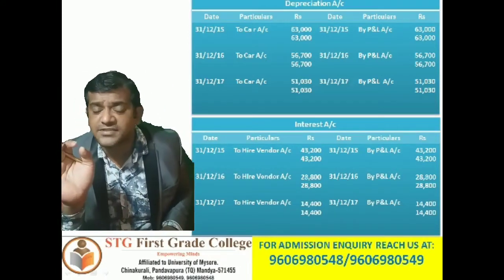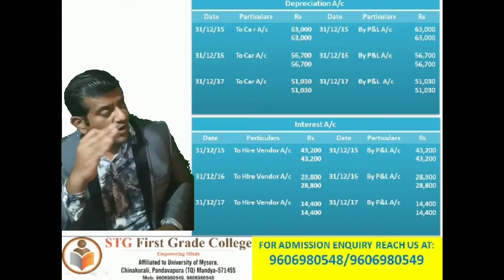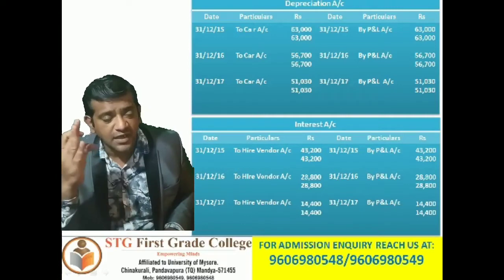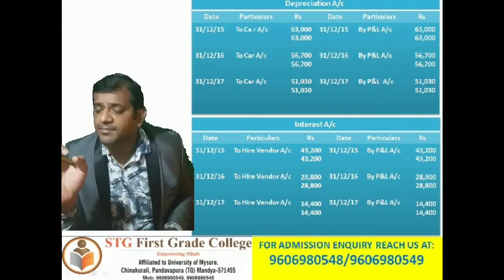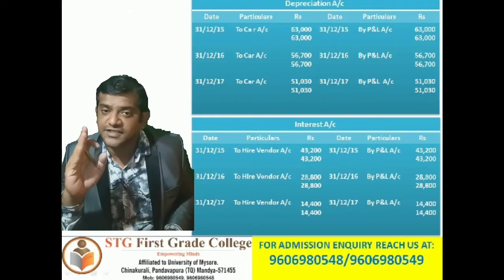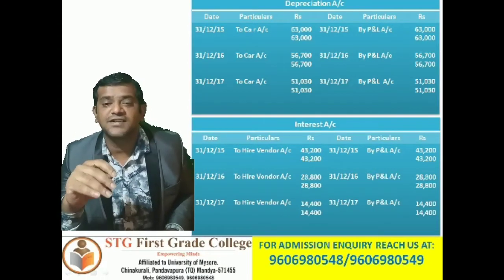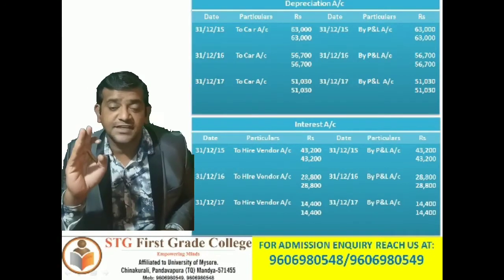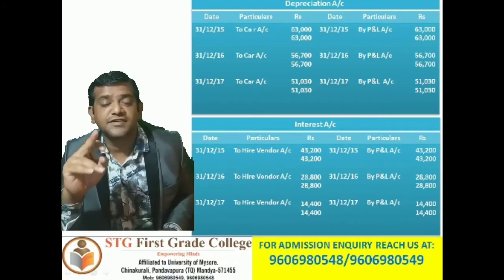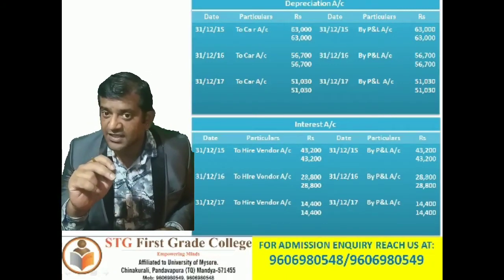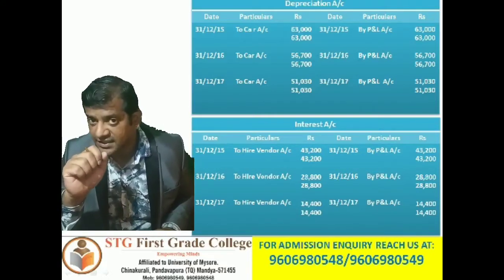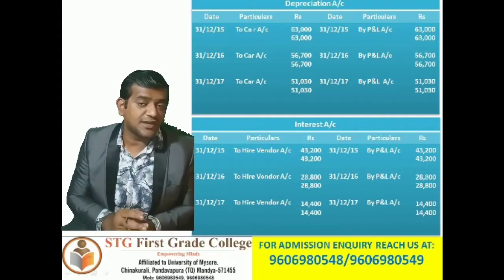Usually depreciation is charged at the year end. So on the debit column side, 31st/12/2015 to car account 63,000. Same date by P&L account 63,000. Next year ending 31st/12/2016, to car account 56,700. 31st/12/2016 by P&L account 56,700. 31st/12/2017, to car account 51,030. 31st/12/2017 by P&L account 51,030. So we are done with the depreciation account for 3 years.